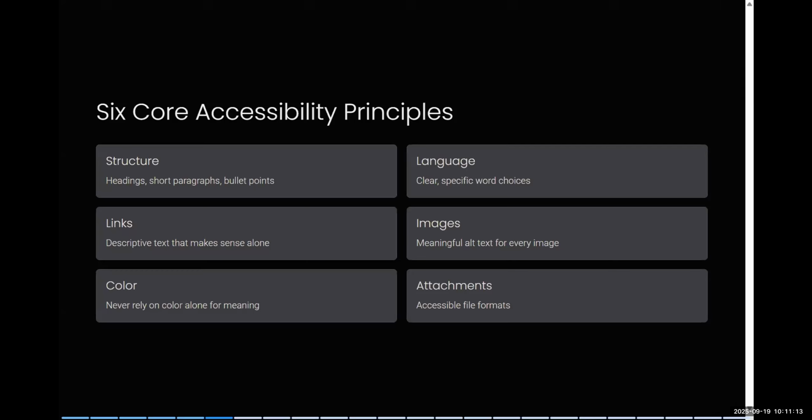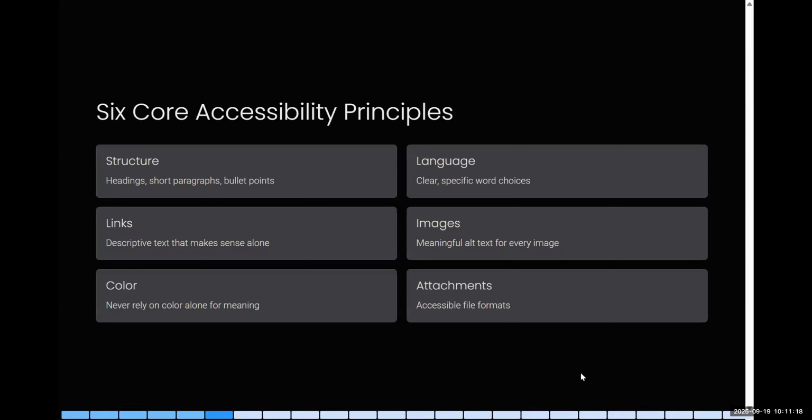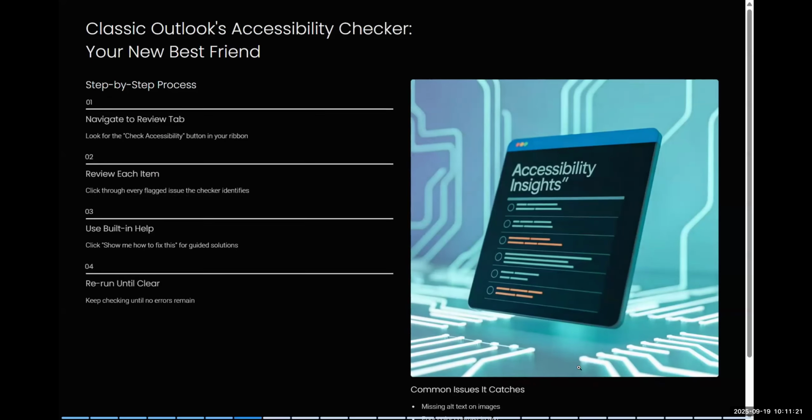So let's move on and talk about, are there tools that will help us? The answer is yes. Many of you may still be in what I call classic Outlook. And if you're still in classic Outlook, this is the process that you're going to use to find the accessibility checker. Now, you may not have known that it even existed, but I'm going to show you how to find that. So you're going to navigate to the Review tab in Outlook, find the Check Accessibility button, review each item, and then use the built-in help, and then rerun it to make sure that you have fixed it.